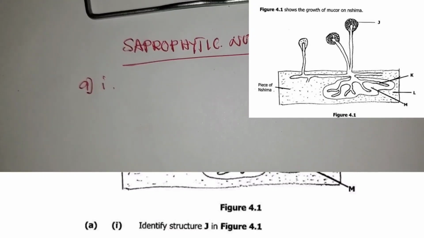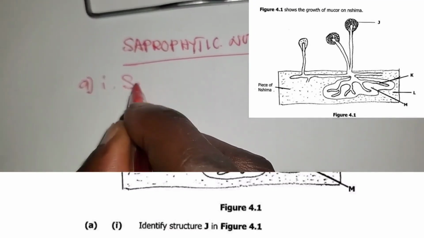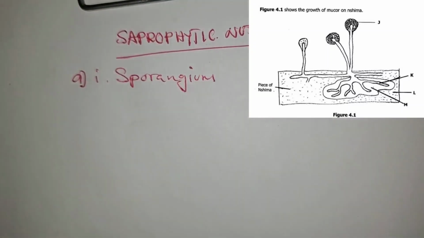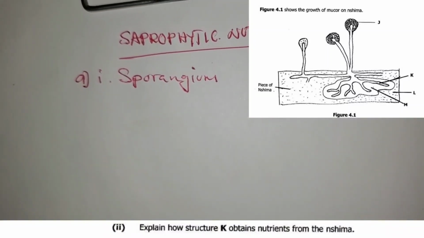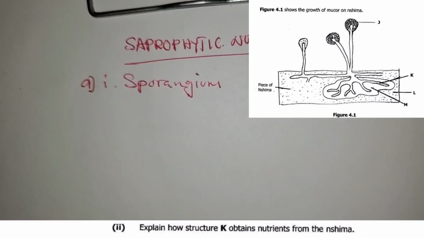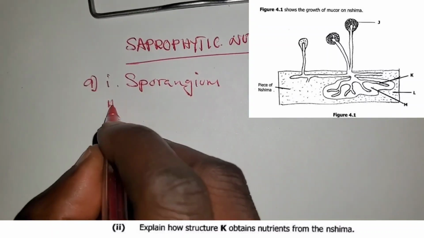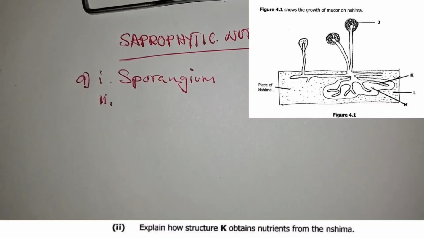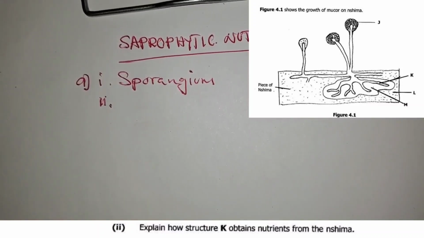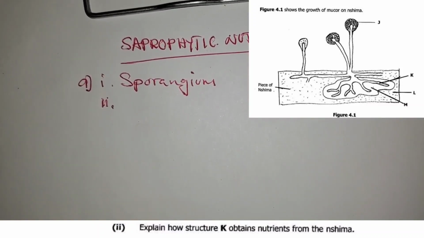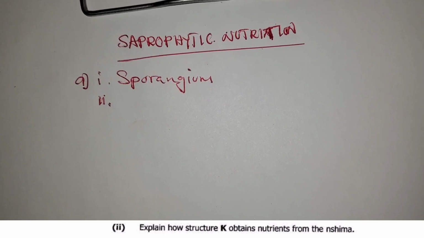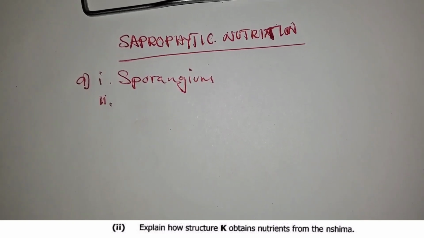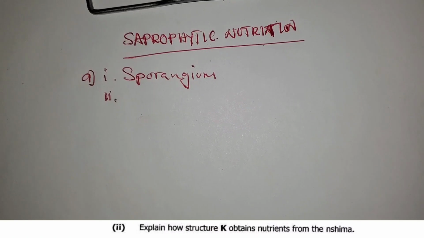So, structure labeled J is sporangium. Okay, like this. All right. Then, question 2 is saying, explain how structure K obtains nutrients from shima. 4 marks.